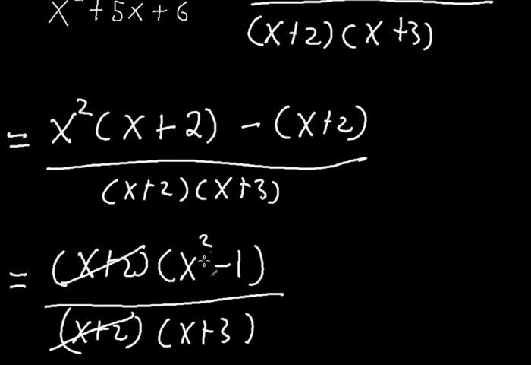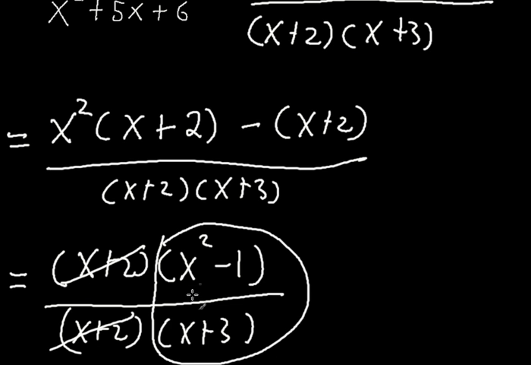Now I do notice that this is a difference of squares, so I could break this up as x plus 1, x minus 1 over x plus 3, but it's not going to cancel, so we can answer in either way. You can leave it like this, or you can continue on and see if you can cancel it, but you're not going to cancel an x plus 3. So we're done with that example, okay?